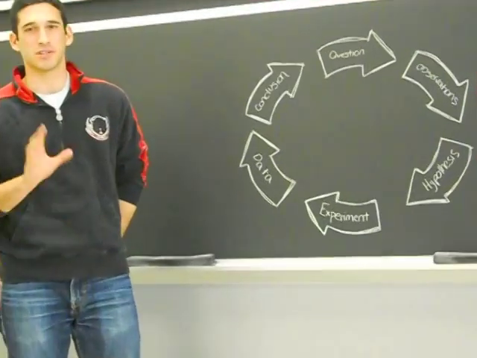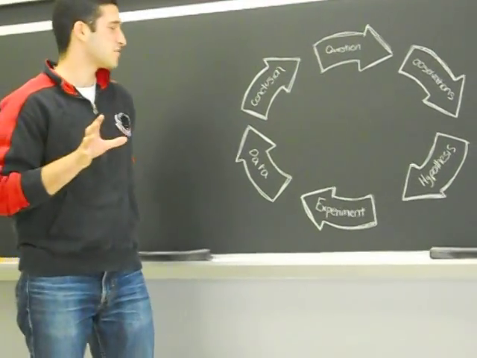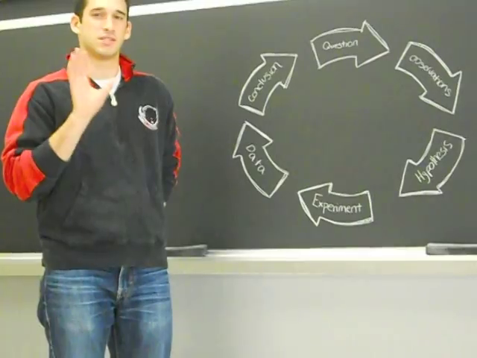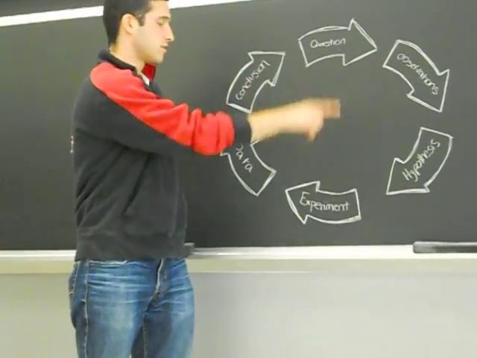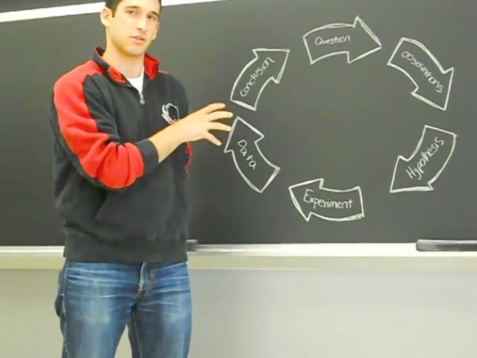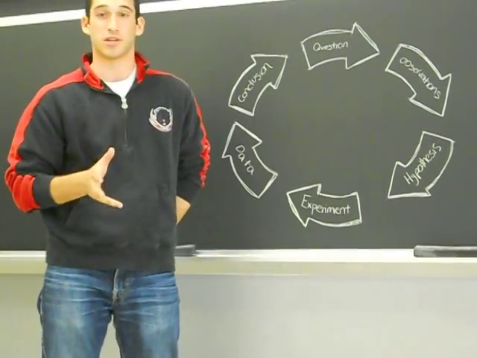I'll tell you about something called the scientific method. The scientific method can be decomposed into six different parts. You can see it right here. And it's actually nonlinear. It's a cycle because the scientific method is something we're always working on.